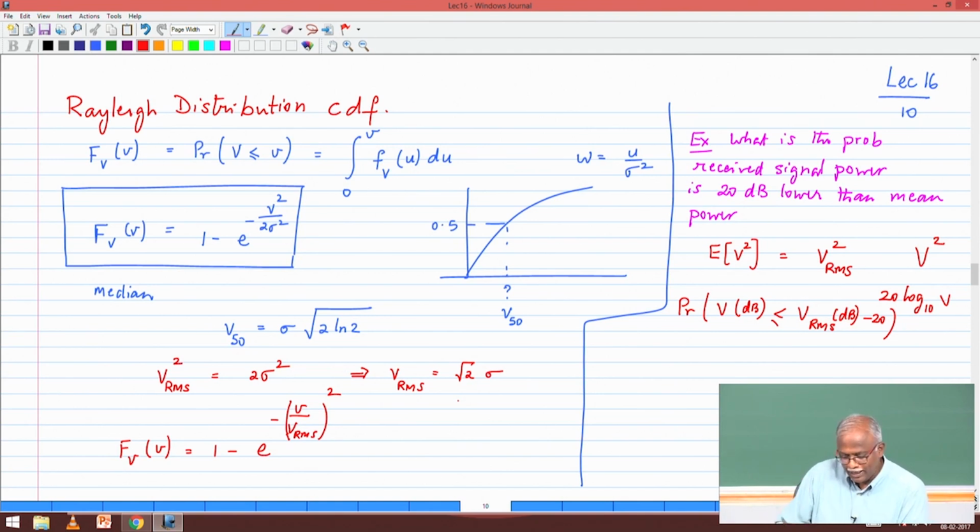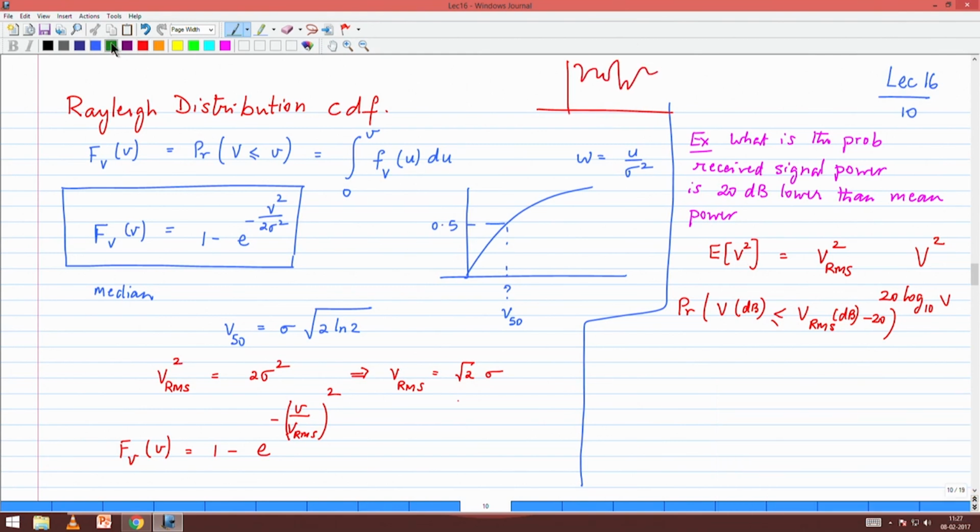Now, if you want to see where this is leading to, if you go back and look at the signal fluctuations, the question that is being asked is, if this is Vrms, that is your mean received signal power, what is the probability that your signal exceeds a 20 dB margin? Basically, what is the probability that it goes below 20 dB with respect to the mean signal power? And that is the question that is being answered here.